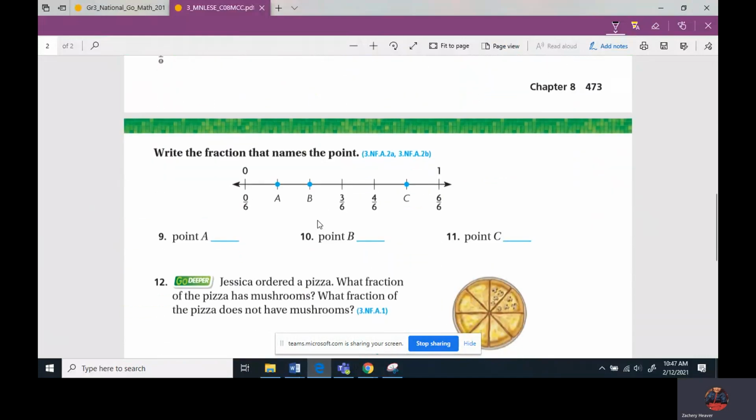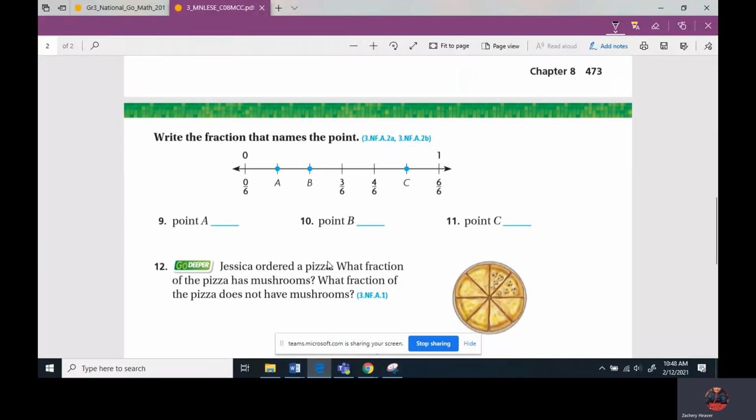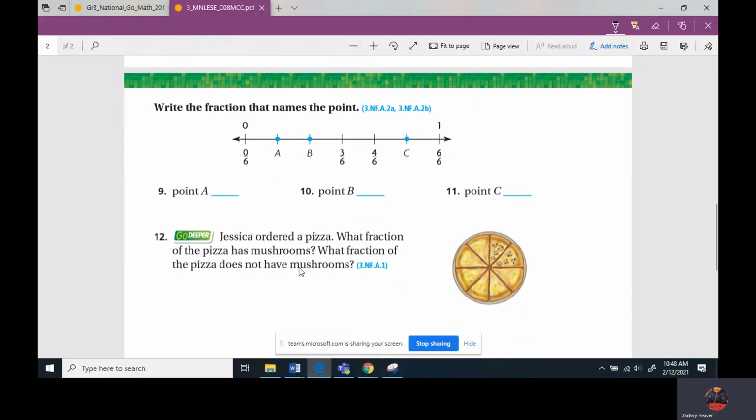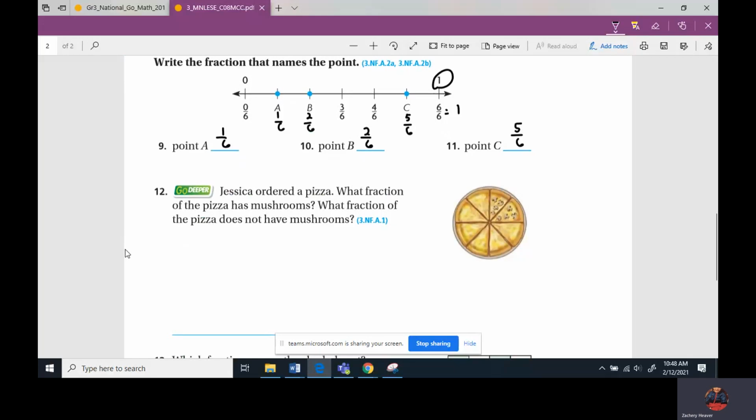Now we're on the back. We got to find point A, point B, and point C. This is a lesson we just did the other day. So we have 0 out of 6. We know this is going to be 1 out of 6, 2 out of 6, 3 out of 6, 4 out of 6, 5 out of 6, and 6 out of 6, which equals 1. Okay? And this is a number line. So point A, we can see it's at 1 out of 6. Point B, we know that's 2 out of 6. And point C is at 5 out of 6. It's easy. If you go through and just fill it in beforehand, you can just look and solve. 1/6, 2/6, and 5/6.